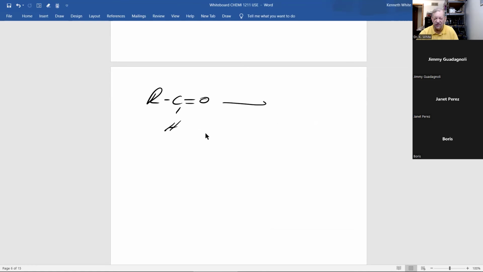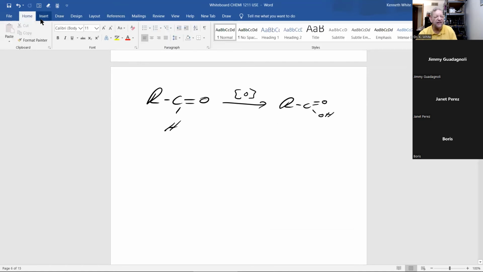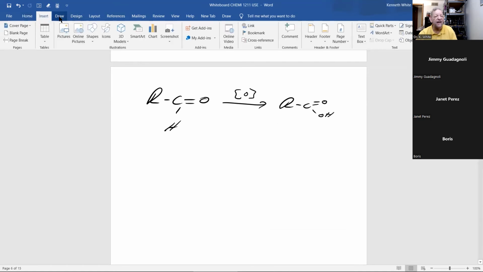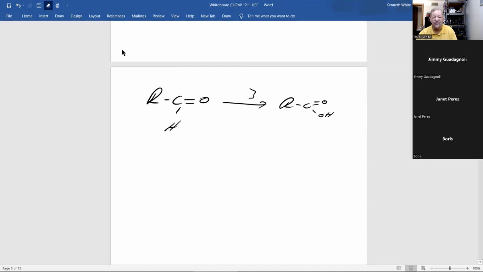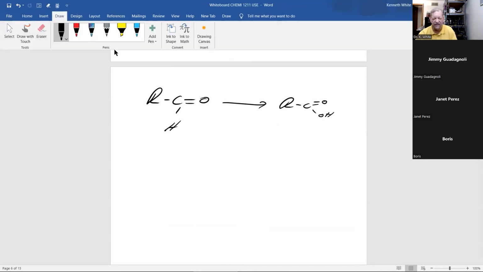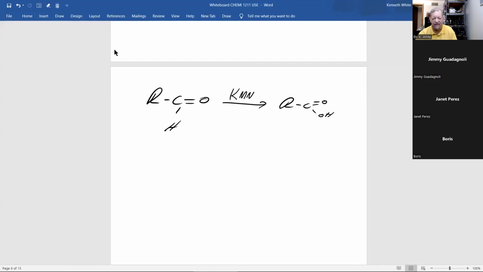As I'll teach you tomorrow, you can take an aldehyde, oxidize it, and get a carboxylic acid. Now, one of the oxidizing agents, instead of doing this, I'm going to write a specific one. And this is potassium permanganate, KMnO4.